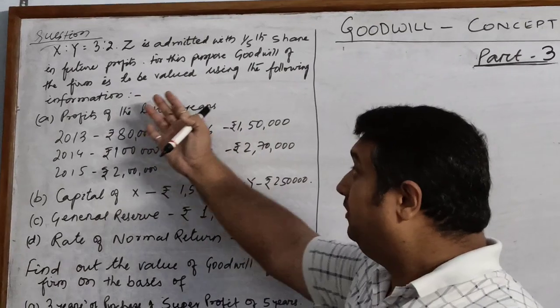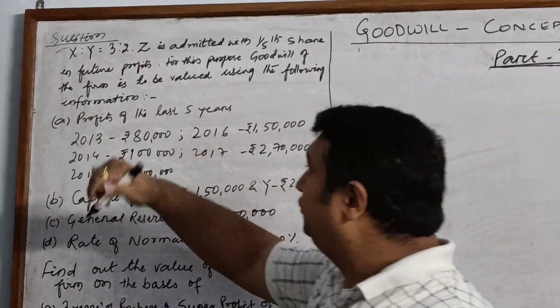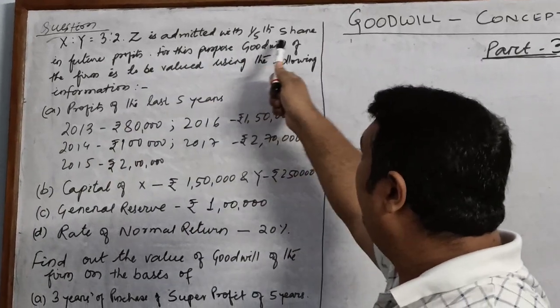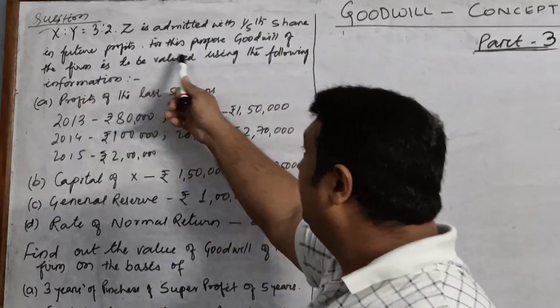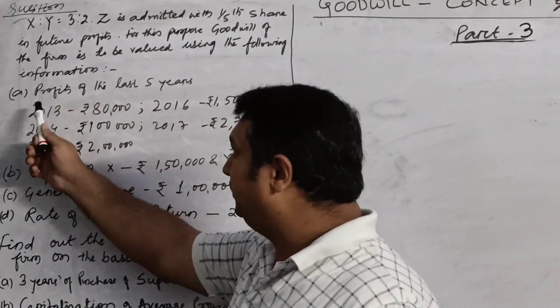See, this is the question. X and Y are two partners sharing profits and losses in the ratio 3:2. Z is admitted with 1/5 share in future profits. For this purpose, goodwill of the firm is to be valued using the following information.